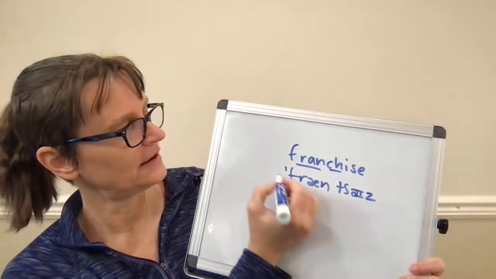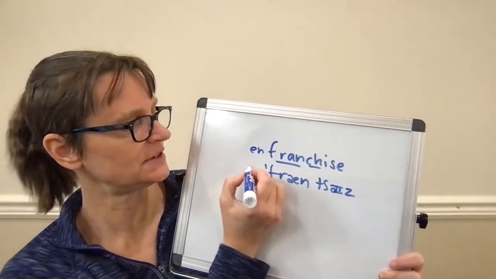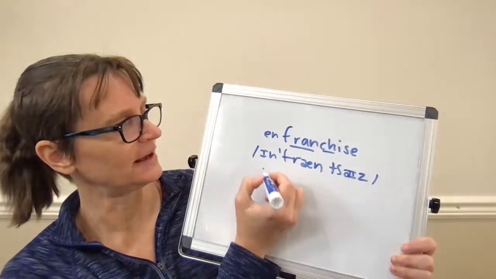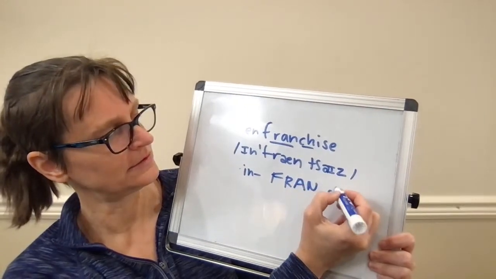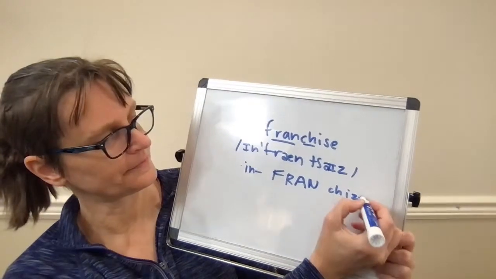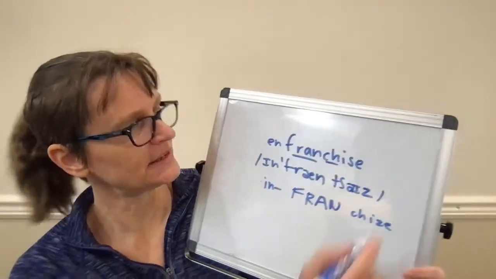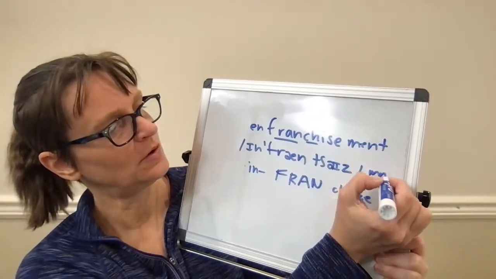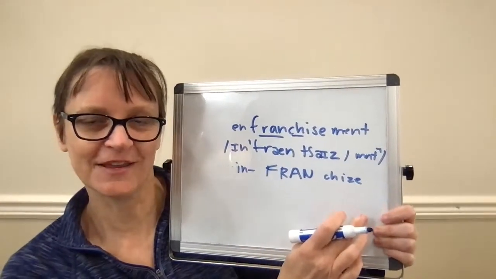And then the en in enfranchise is an unstressed syllable, so it sounds more like an in. So thinking about it like enfranchise. I'll write it that way, enfranchise. And then enfranchisement, we just add one more syllable. And what we have there is a syllabic N.